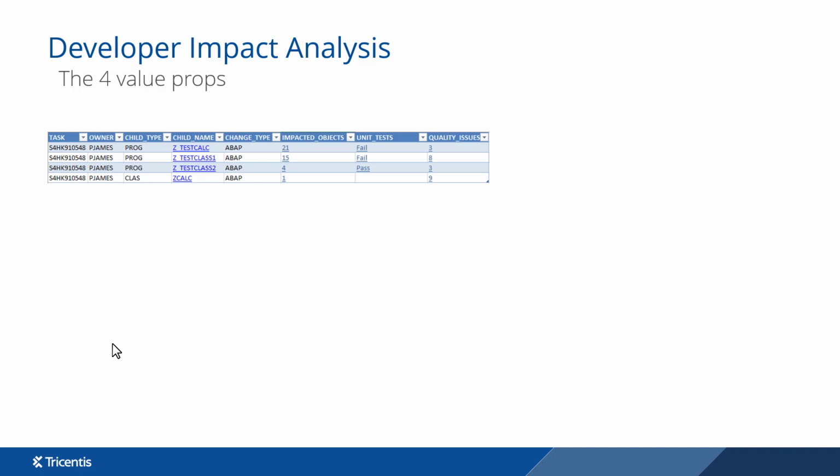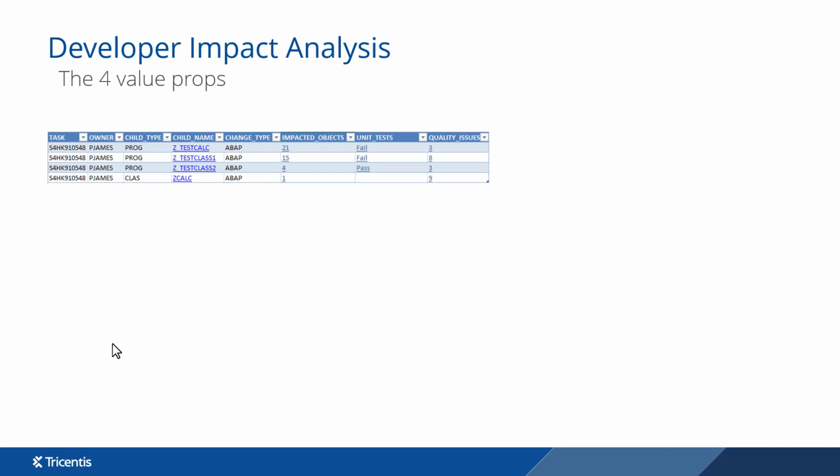So let's take it from left to right. The first column is the task transport ending in 548. We can see the owner of that transport, Pete James, has released that task in production. The transport task contains 4 objects. 3 of them are programs, 1 of them is a class. We can see the changing object's name as child name, and that's a hyperlink.